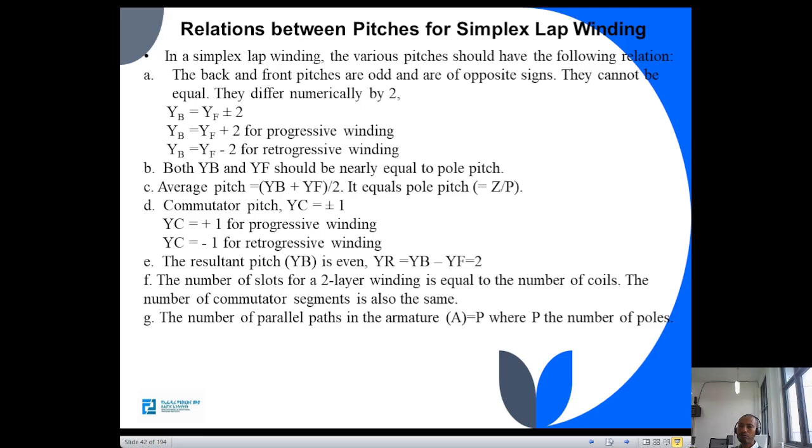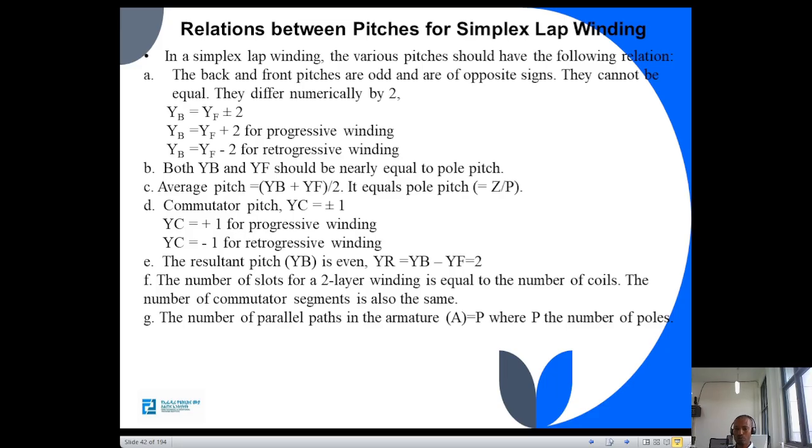And you have to go through this relation between pitch for simple lap winding. They are almost a summary of the points I have said before. The back and the front pitch are odd and are of opposite sign. They could not be equal. They differ numerically by 2. And both back pitch and front pitch should be nearly equal to pole pitch.